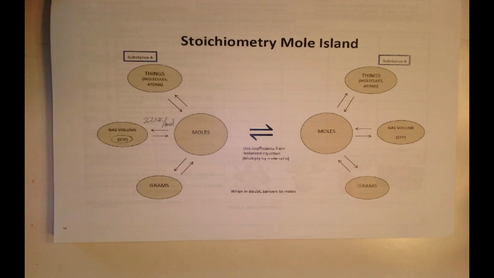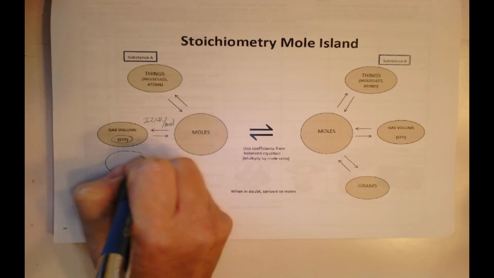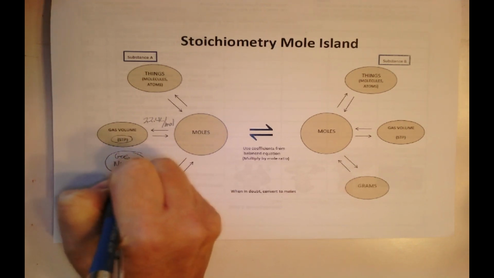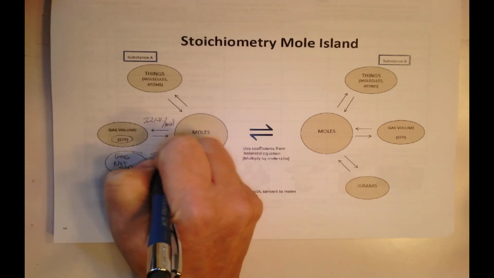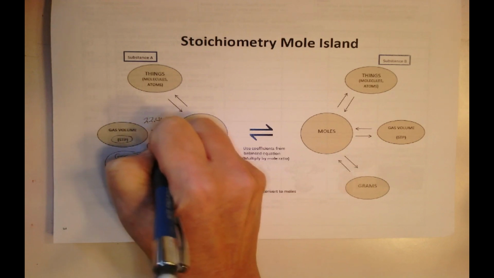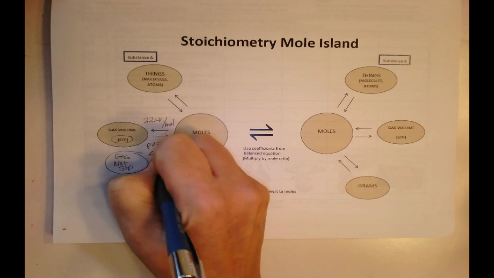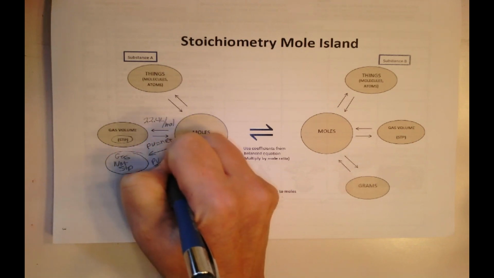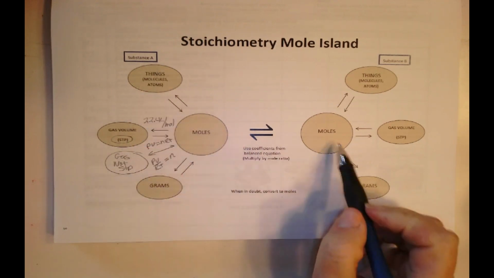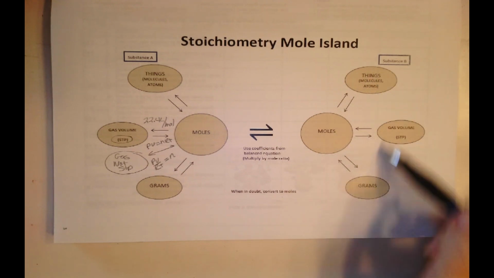So what happens if we're not at STP? Well, we get to add another island, and this is gas, not at STP. And in order to get from moles and back, we are going to use PV equals nRT. Rearrange, that's PV divided by RT is going to equal our moles. And once we find the moles of substance A, we can convert it to the moles of substance B, and then we convert it to anything we want.